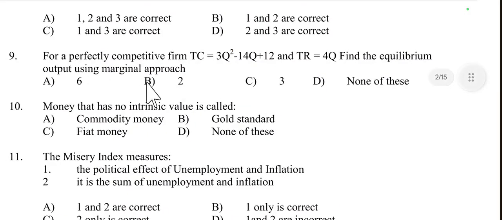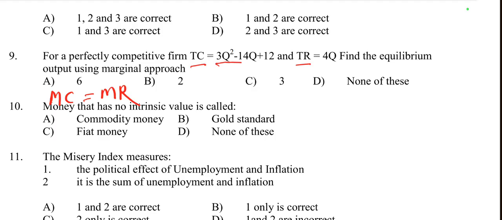Then question number 9. For a perfectly competitive firm, TC, total cost, is equal to 3Q square minus 14Q plus 12. TR, total revenue, is equal to 4Q. Then find the equilibrium output using marginal approach. So the equilibrium condition for a perfectly competitive market is MC is equal to MR. So here we have to find the MC and MR from TC and TR.